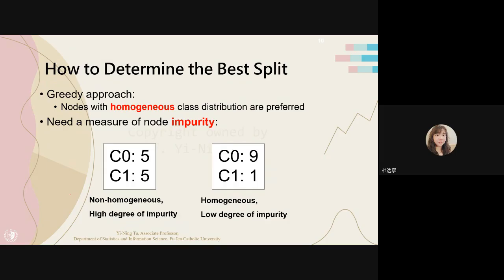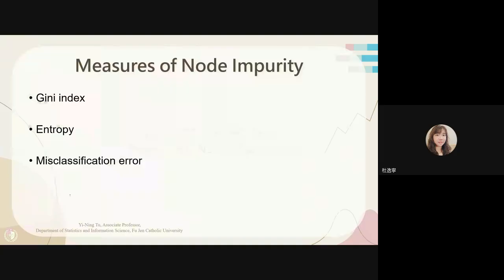And we also will call that high degree of impurity. So is that homogeneous or not homogeneous? Yes, because 9 belongs to C0, and 1 belongs to C1. So it's more homogeneous. It means lower degree of impurity. So impurity is measure the node, the more 越乱越不好. We don't like the impurity.